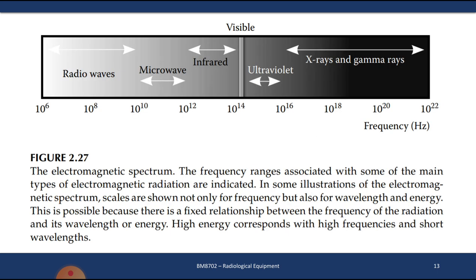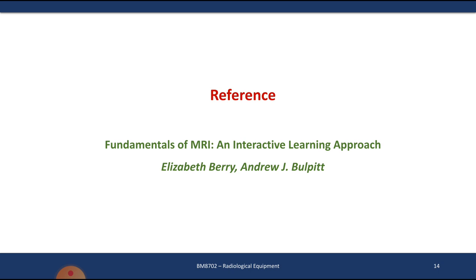Next thing is the electromagnetic spectrum. You can see the frequency of different waves, starting from the visible and ultraviolet zone, infrared zone, radio waves, microwaves, X-rays and gamma rays. So all the frequencies are given. So that's all about the physics for MRI. You can refer to this book if you are interested. You can learn more basics in that.